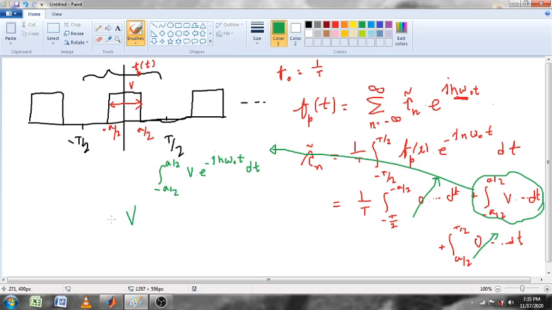V will go outside, and then multiplied by, if I directly put the limits, it should be e power j n omega naught a by 2 minus e power minus j n omega naught a by 2, and then you divide it by twice j. I have done this before, so I'm writing the result directly, and if you simplify this, I'll write the end result.